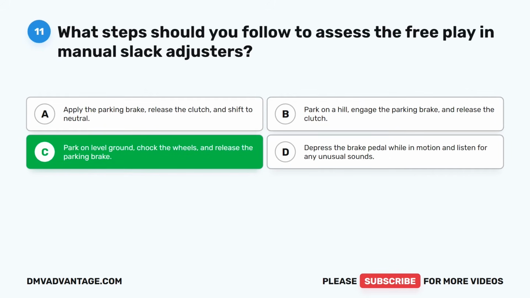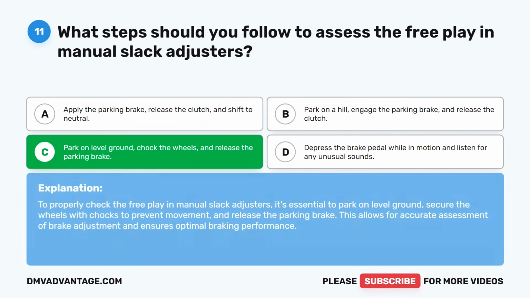Park on level ground, chock the wheels, and release the parking brake. To properly check the free play in manual slack adjusters, it's essential to park on level ground. Secure the wheels with chocks to prevent movement, and release the parking brake. This allows for accurate assessment of brake adjustment and ensures optimal braking performance.